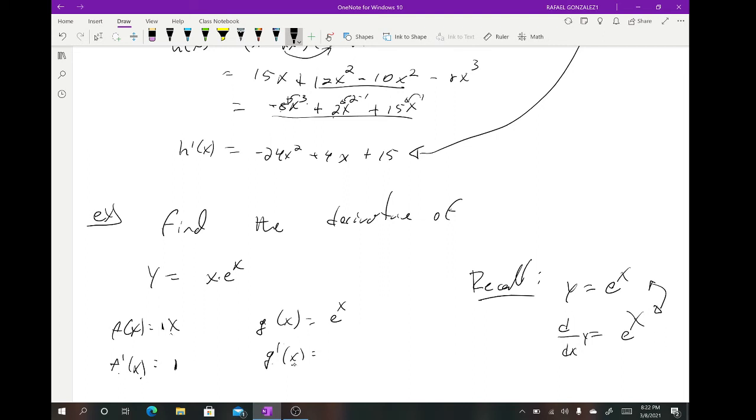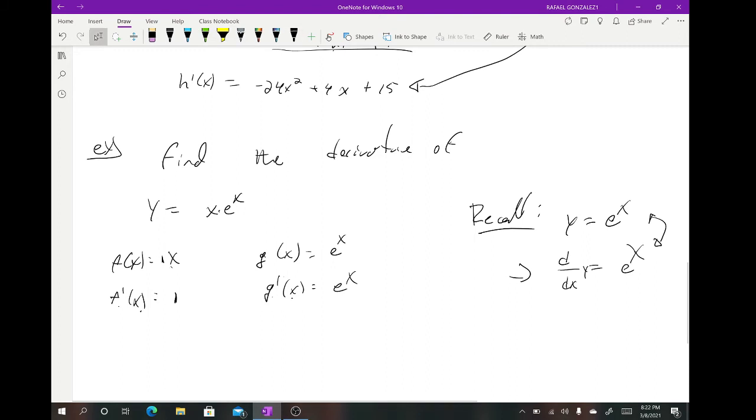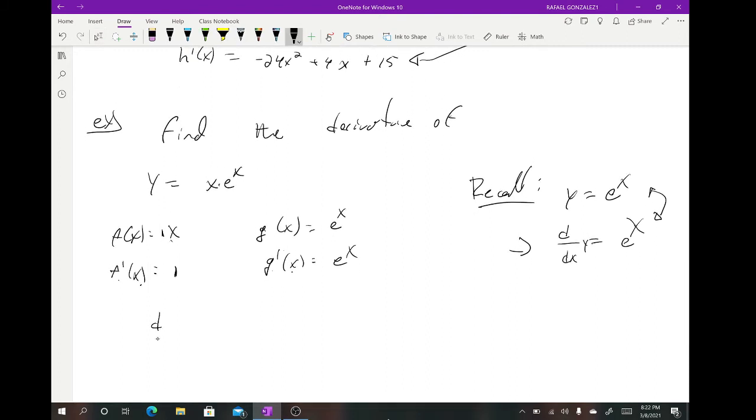And the derivative of g prime of x, we just did here, this is going to be e to the x. So by the product rule, we have the derivative in terms of x of y is going to be equal to the derivative of the first times the second, well, the derivative of the second times the first, so it's going to be the first, which is x, and I should just write it down for you. It's going to be f of x times g prime of x plus g of x times f prime of x.